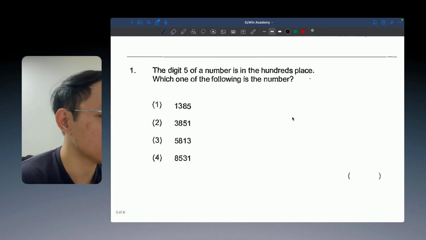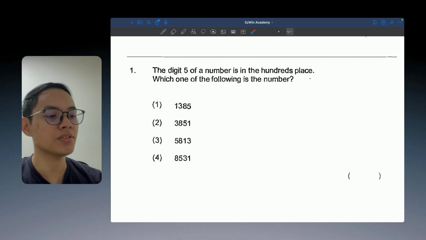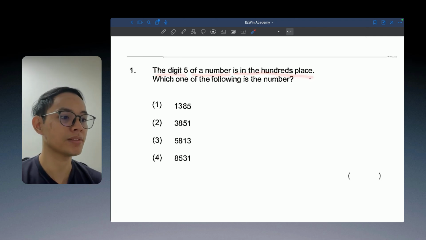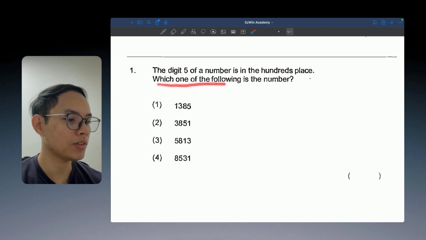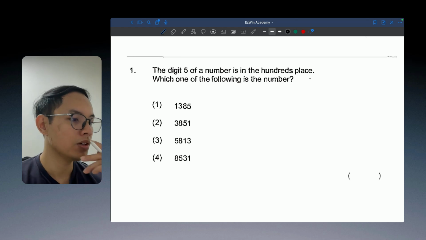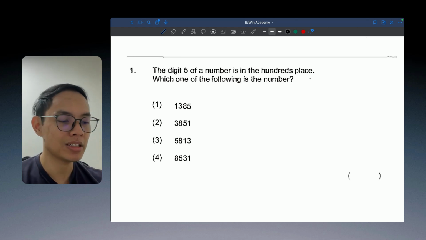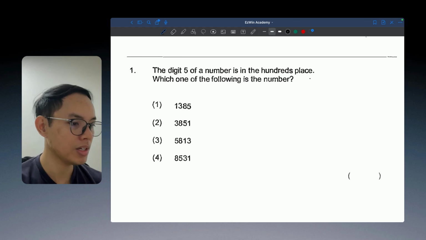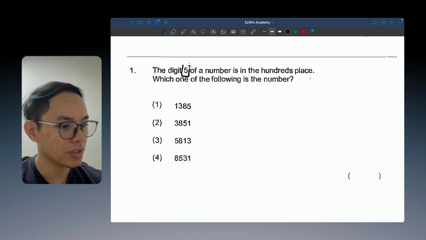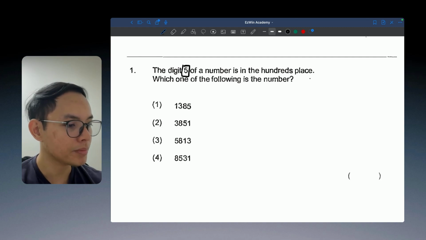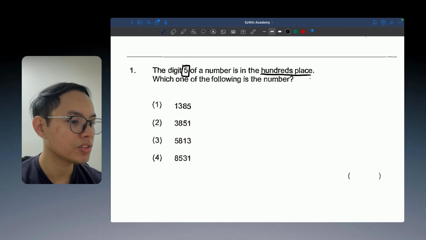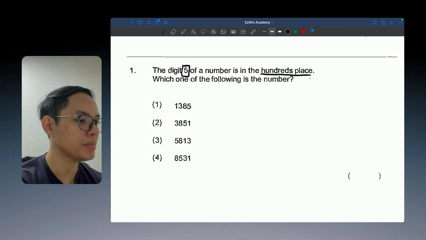Okay, let's go through the first question. So the first question, let's read it. The digit 5 of a number is in the hundreds place. All right, so which one of the following is the number? Okay, so let's go through the question before looking at the answers. Let's understand what this whole thing means. So there's this digit 5. This digit 5 of a number, so it can be any of these numbers, right? Okay, is in the hundreds place.